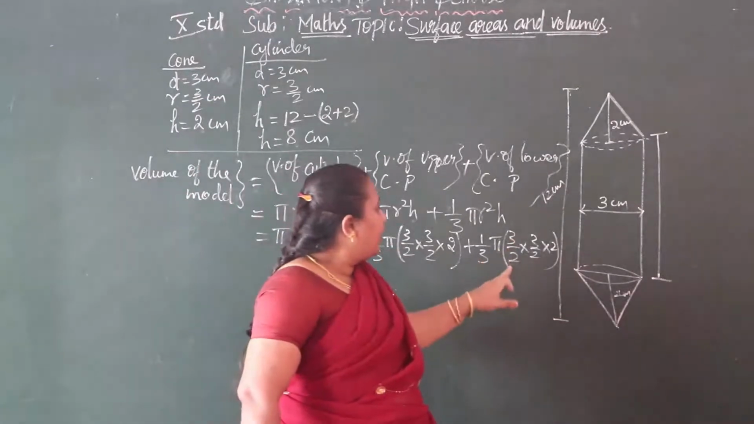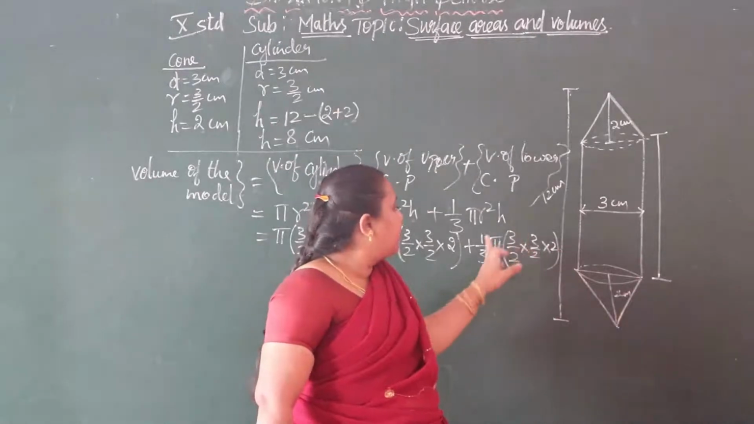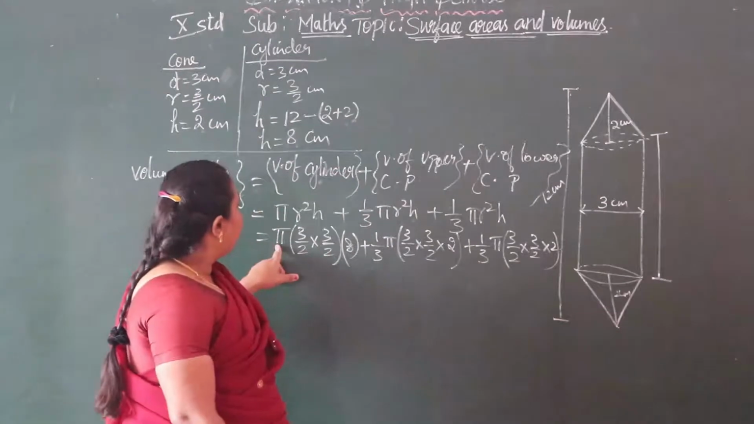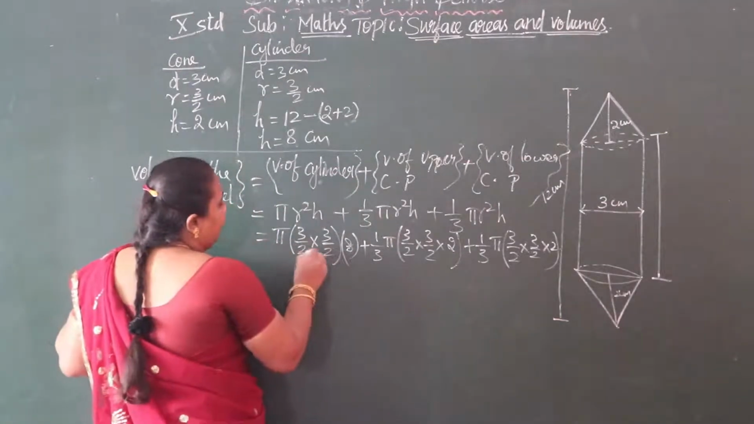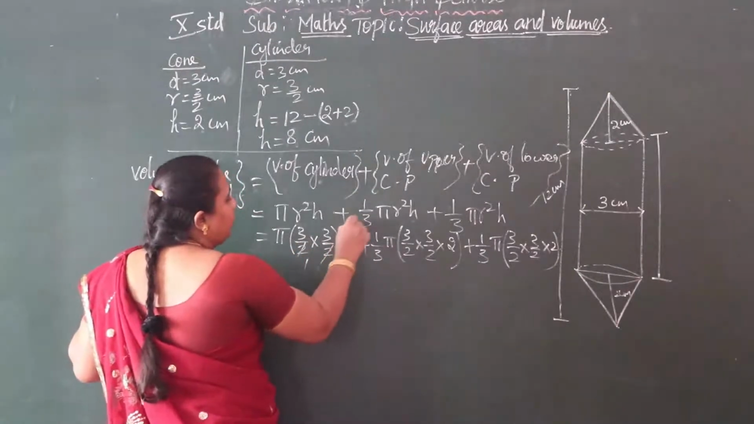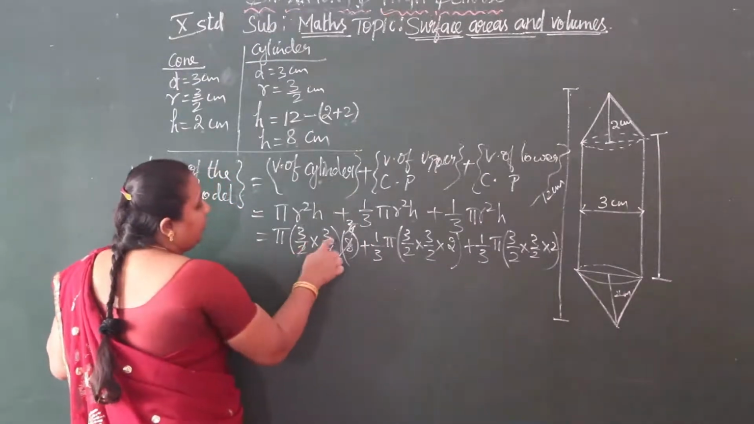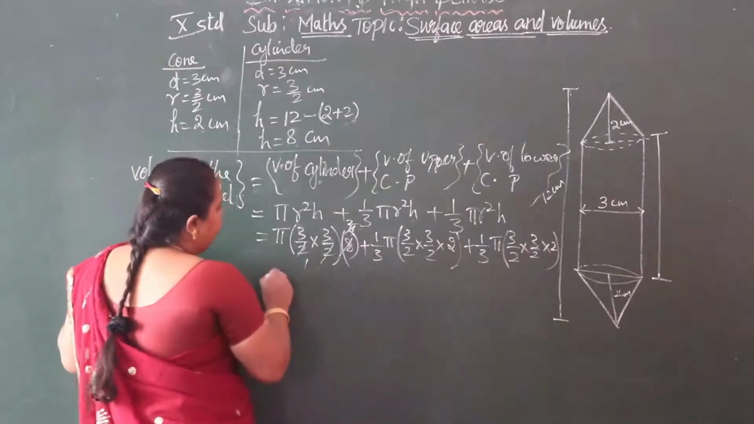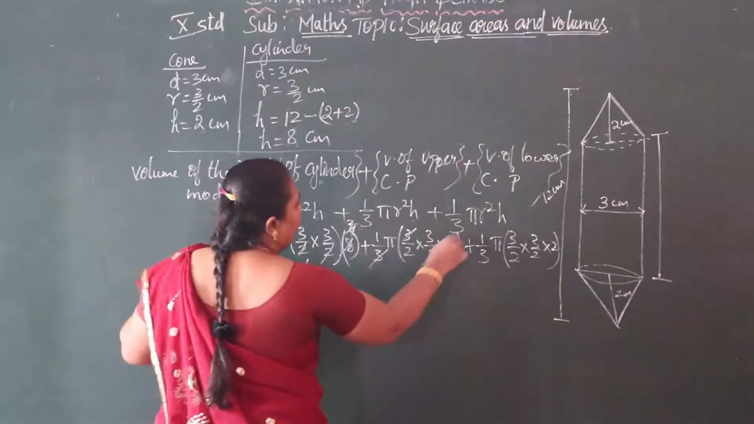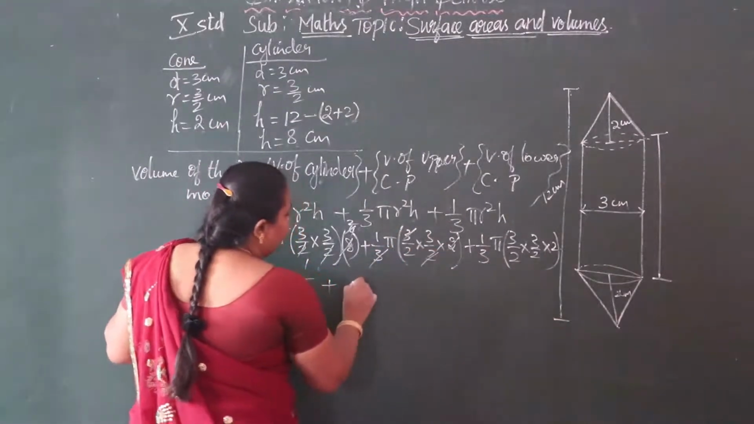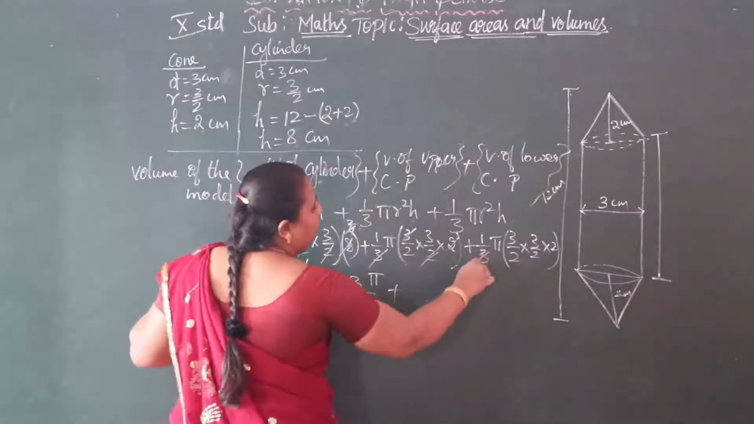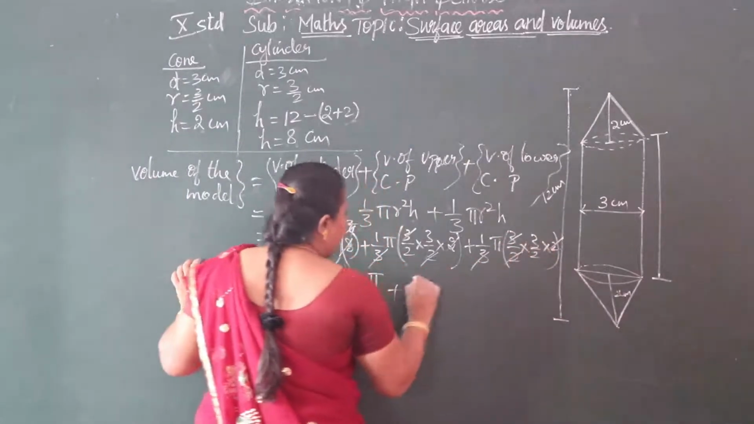Here also 3 gets cancelled and 2 gets cancelled, giving 3 by 2 into pi. In the cylinder, 2 fours are 8, 2 ones are 2, 2 twos are 4. So 3 threes are 9, 9 twos are 18 pi. Plus here the 3s and 2s cancel, so we have 3 pi by 2, plus 3 pi by 2 for the other cone.